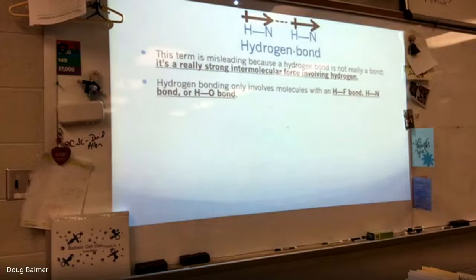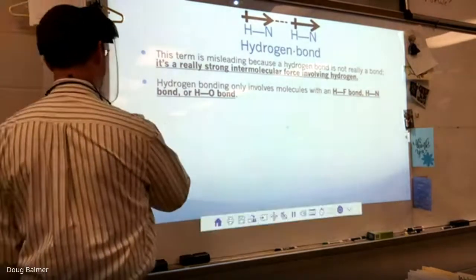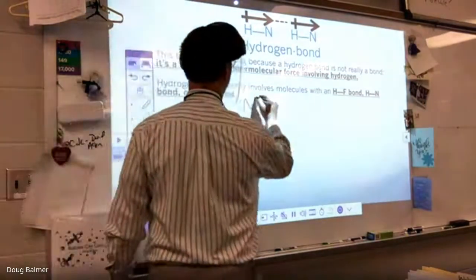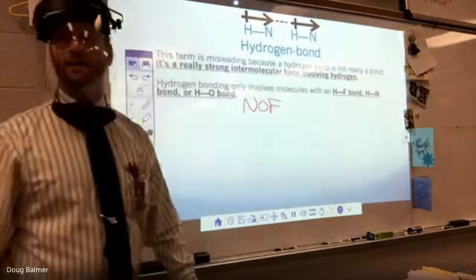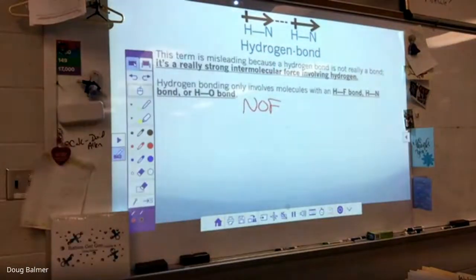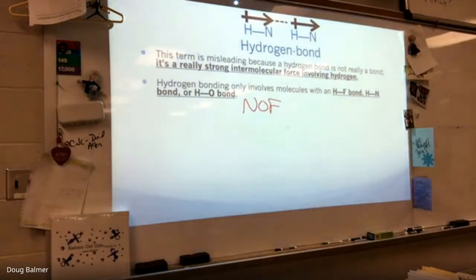It only happens in 3 cases. A molecule would need an HF bond, an HN bond, or an HO bond. And the way I remember it is, well, enough said about hydrogen bonding. Those are the only 3 cases. If you have H's bonded to C's, I don't care that there's hydrogen present, it cannot hydrogen bond. It has to be an HN, an HO, or an HF bond. N, O, or F.